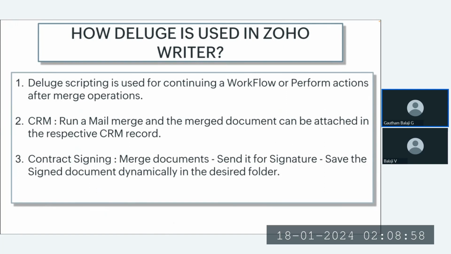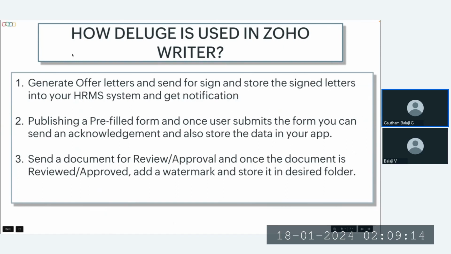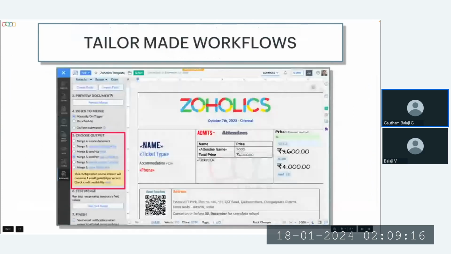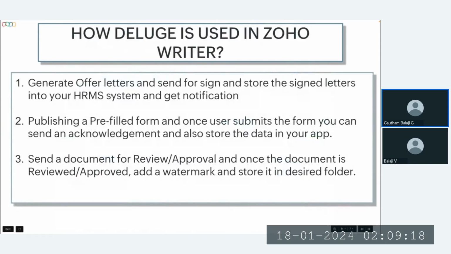For example, if you're working on sending a contract for signing, once the signature is completed, you can get the signed document and place it in the appropriate folder as per your preference. And here are some more examples and some additional automations which you can perform using Deluge.